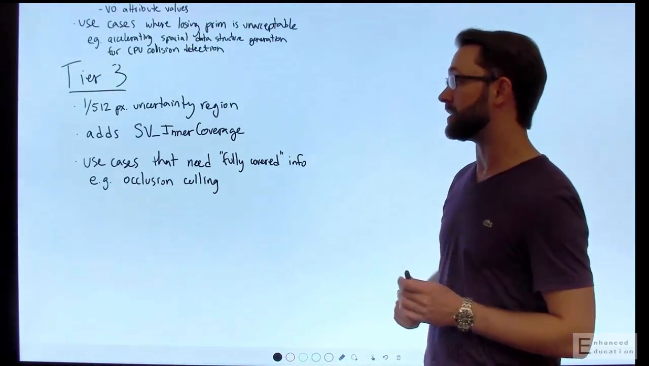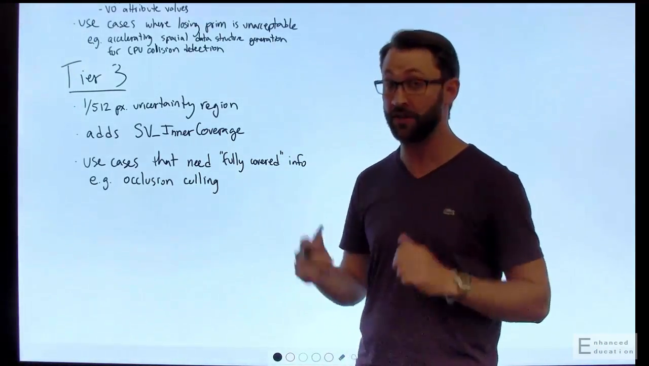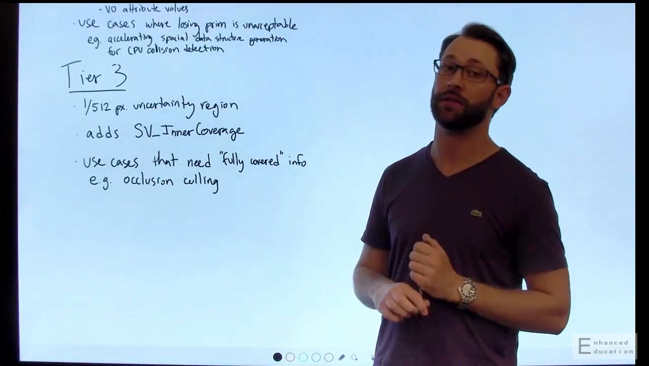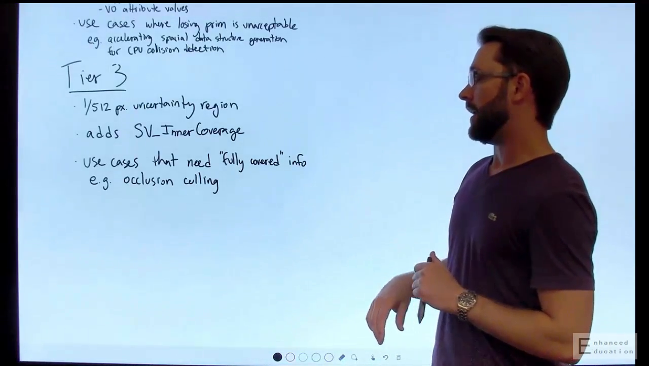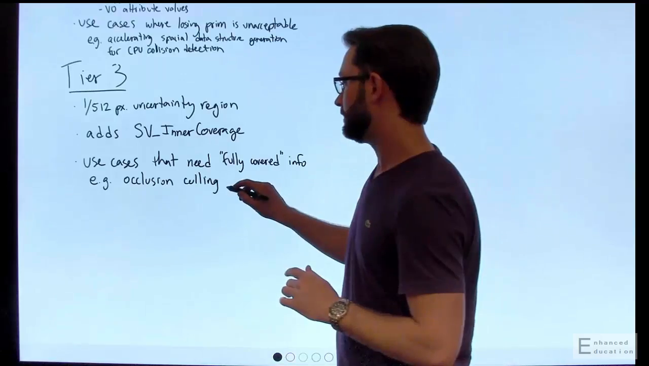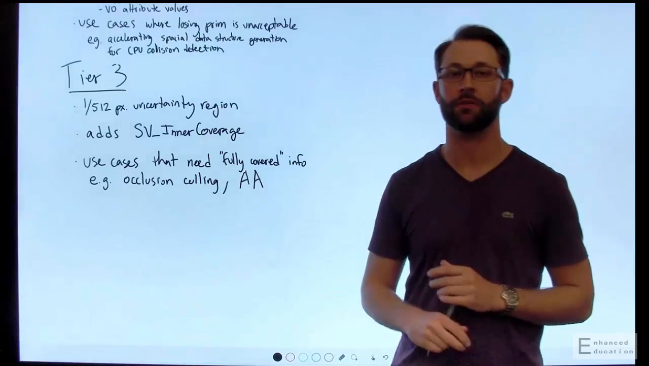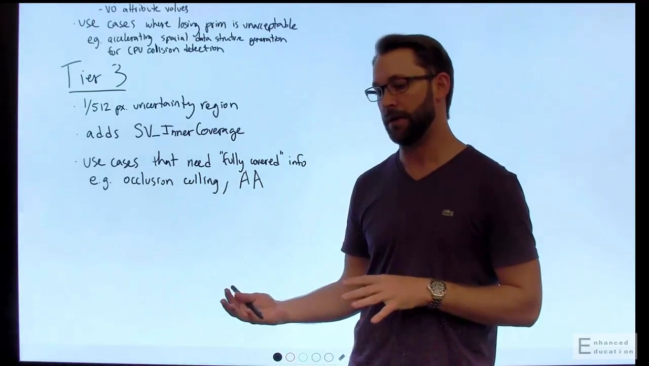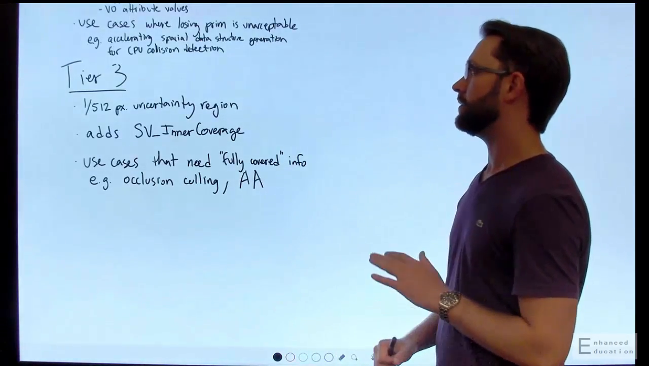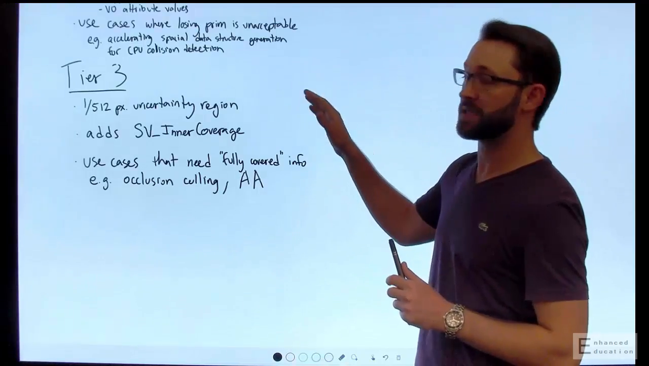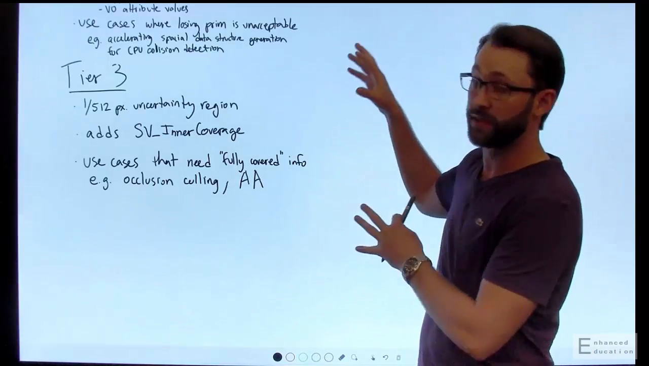And so some use cases that enables is occlusion culling, because then you can say, this wall or whatever definitely covers this pixel. I don't have to worry about rendering anything behind there. And other things it's useful for is like analytical anti-aliasing, things like that, where you could optimize your algorithm and just shortcut pixels that are fully covered. And so tier 3, while it's got the smallest uncertainty region and adds SV_InnerCoverage, it still has everything that the other tiers have.